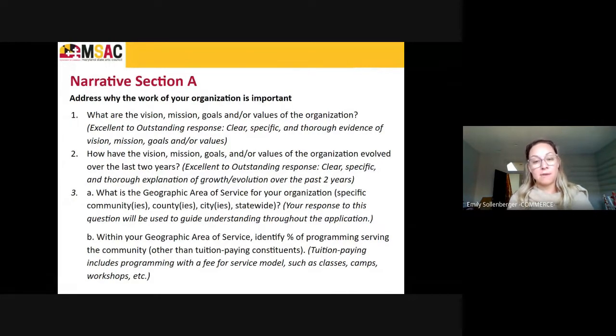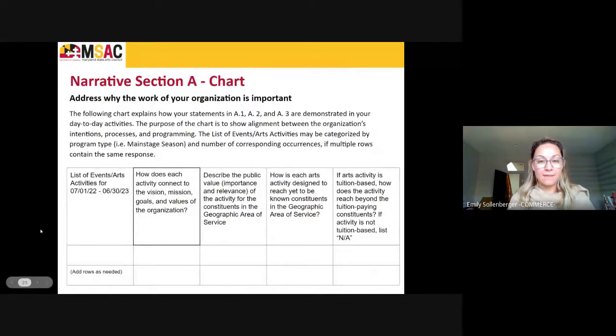the fee for service model and how much of your organization is in that type of area, and then those that you're serving beyond tuition paying. It doesn't matter; we want you to reflect what's true for your organization at the time, again, to help inform the panelists moving forward.